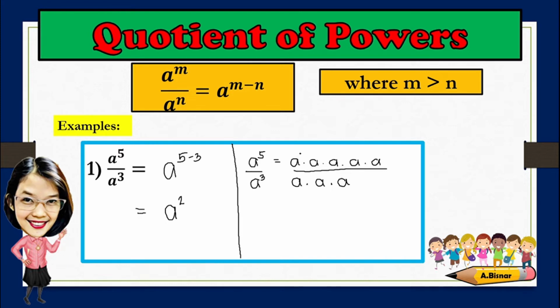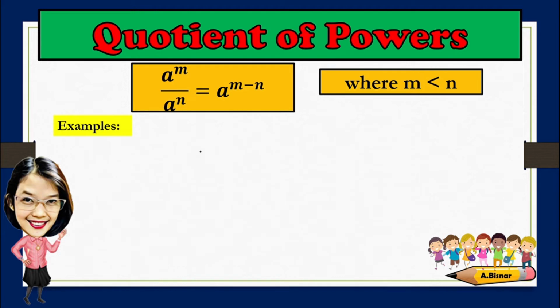A over a is 1. A over a is also 1. And this one will be also 1. So we have here 1 times 1 times 1. And that is just 1. So we have here 1 as the numerical coefficient. Then we have a times a, and that is equivalent to a squared. However, if the numerical coefficient is 1, you don't need to write it anymore, and therefore the answer will be just a squared.